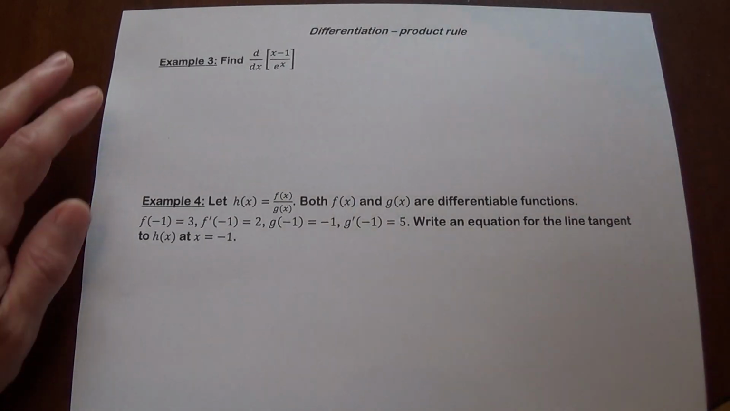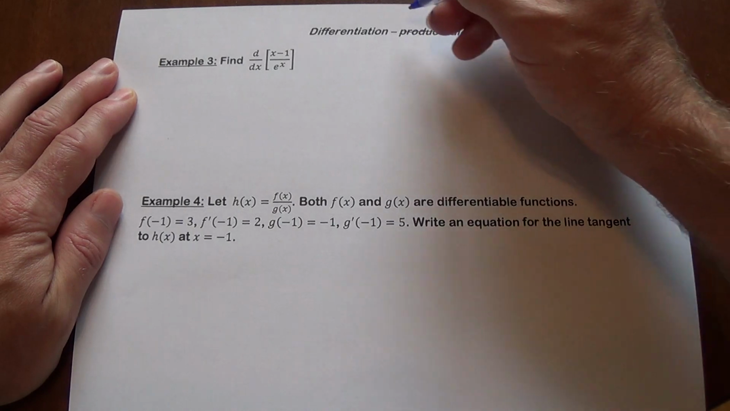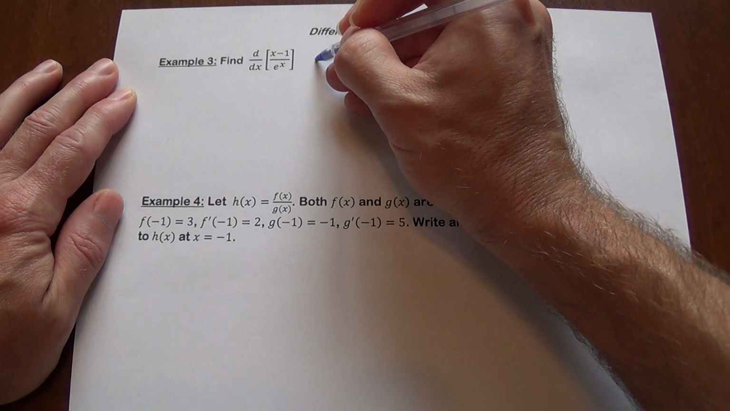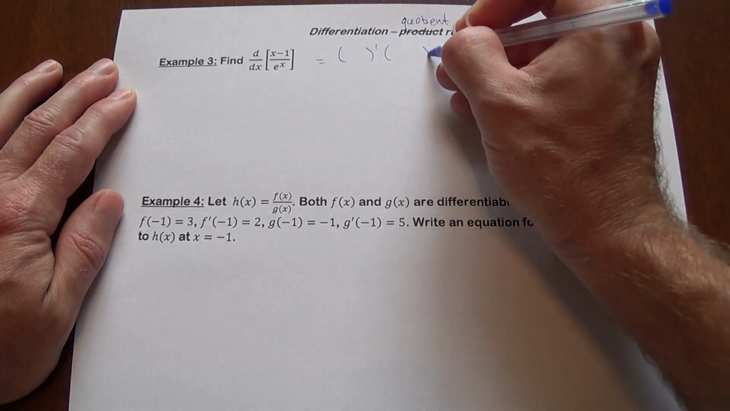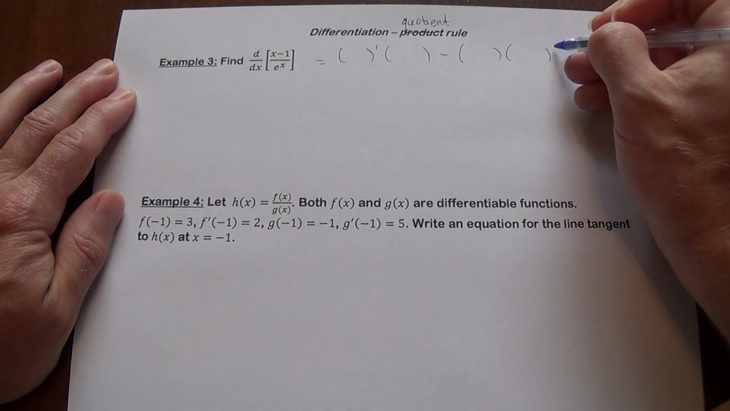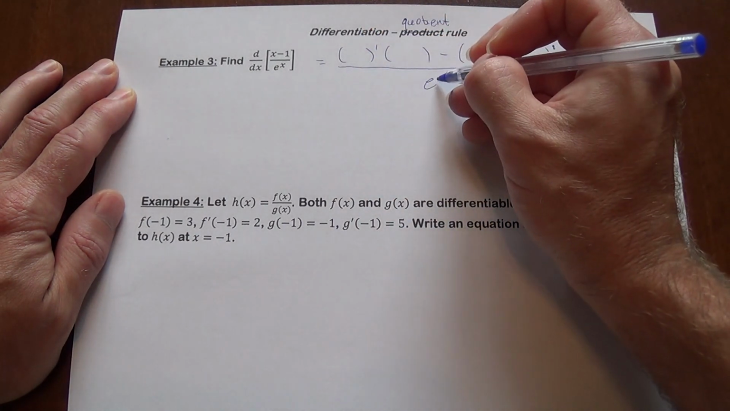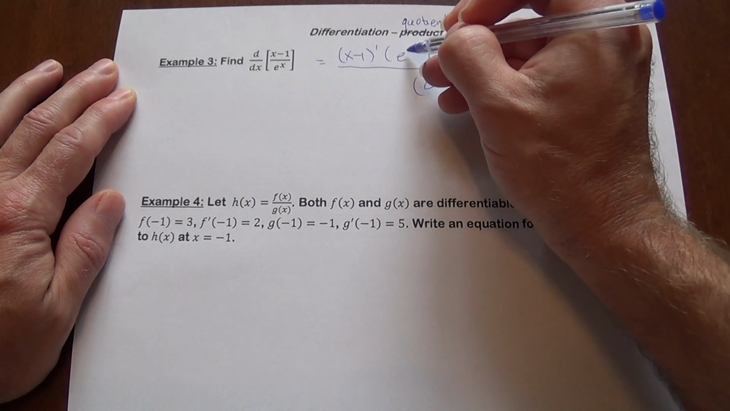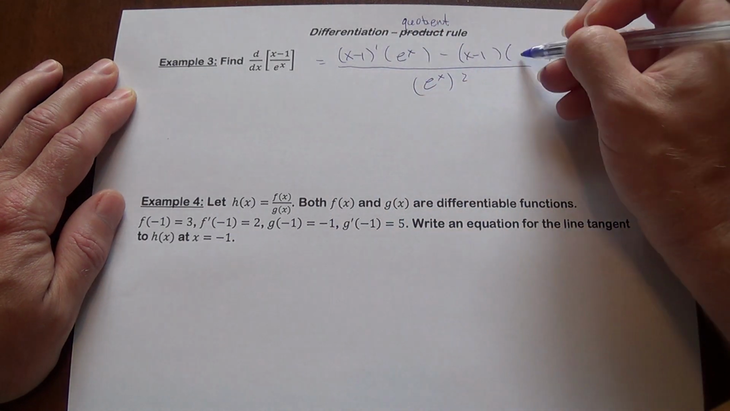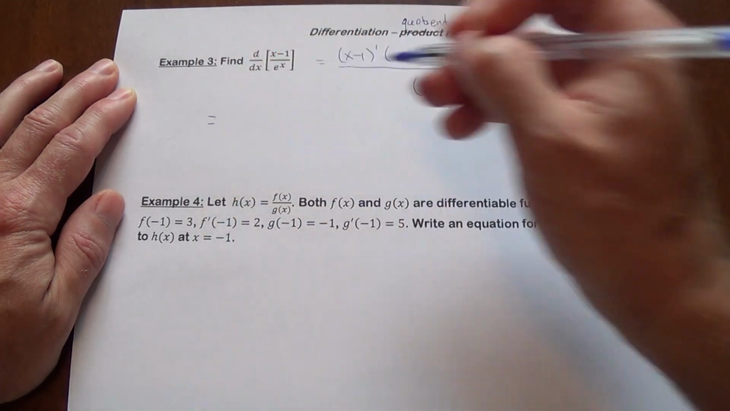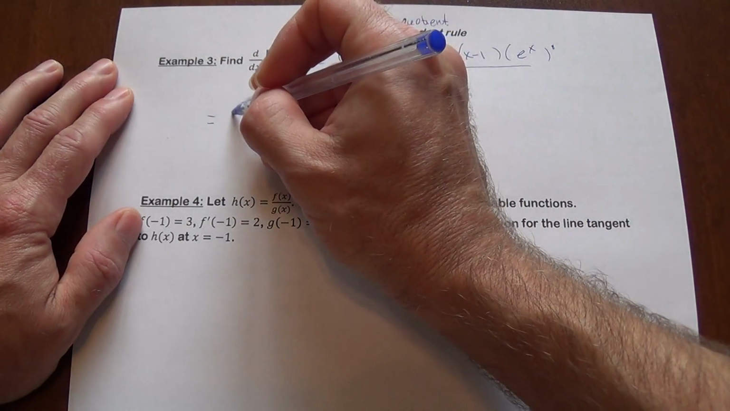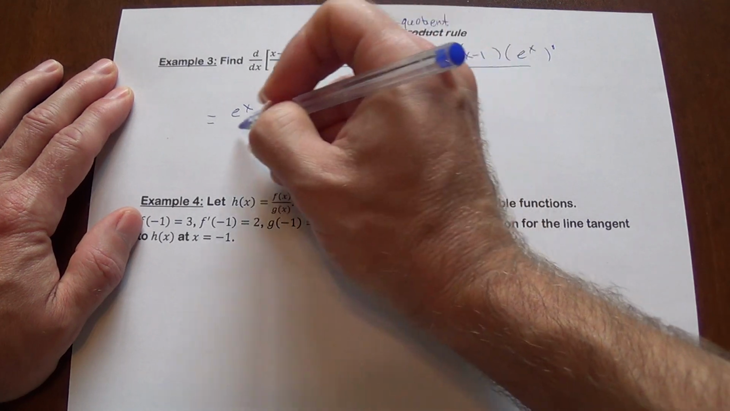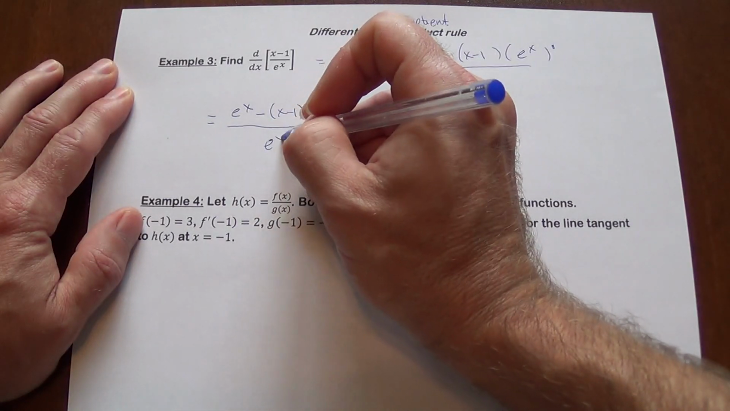Okay, moving on. Again, it's my mistake. It should say quotient. This function: so this is x minus 1, this is e to the x. Derivative of x minus 1 is 1, so it's 1 times e to the x minus x minus 1 times e to the x, all over e to the x squared.